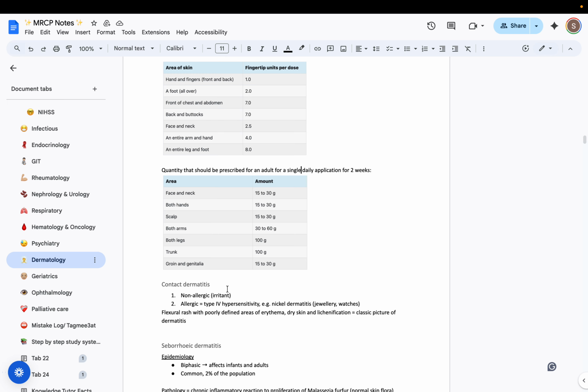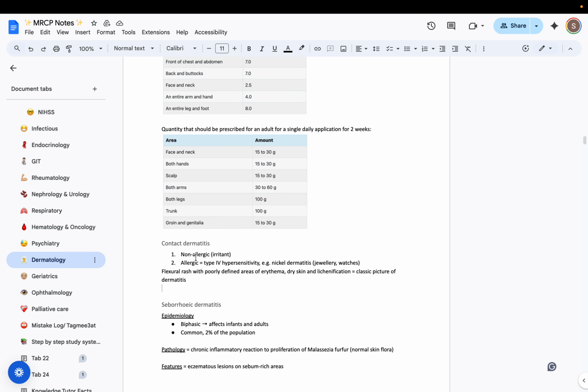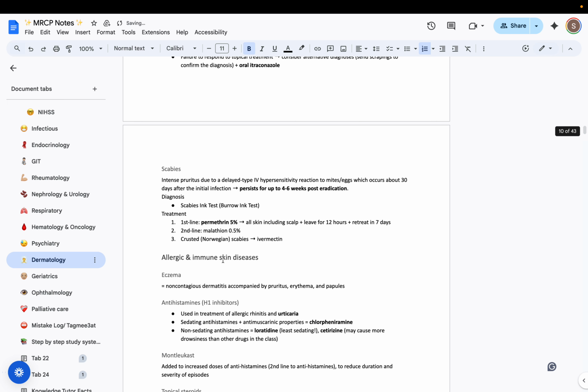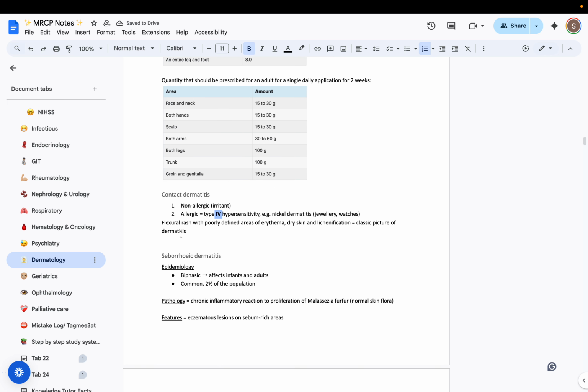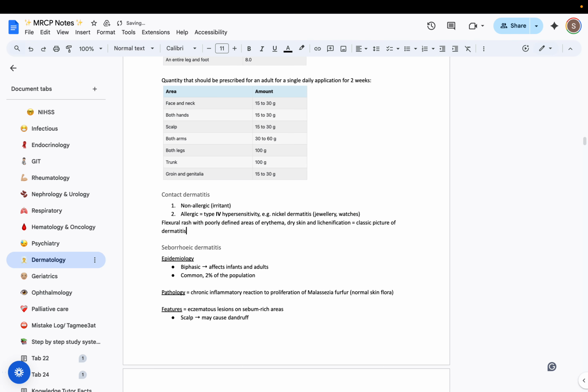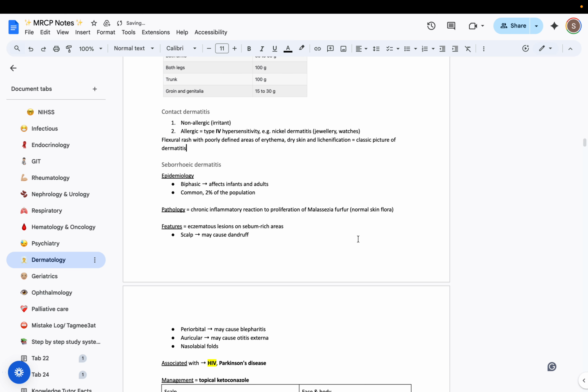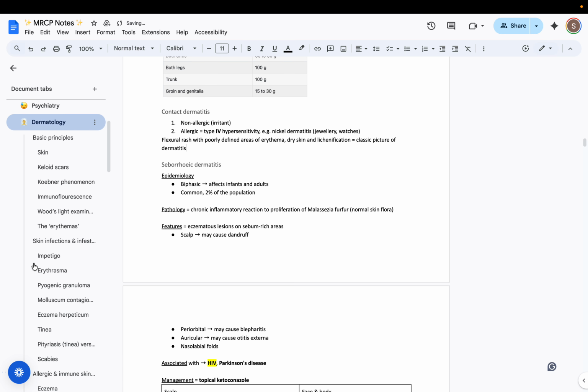Okay. Now, contact dermatitis, it could be non-allergic, just irritant, or it could be allergic. So it's a type 4 hypersensitivity reaction like scabies. The classic picture of dermatitis would be a flexural rash with poorly defined areas of erythema, dry skin, and lichenification. That's the classic picture. Now there's another type of dermatitis called seborrheic dermatitis.